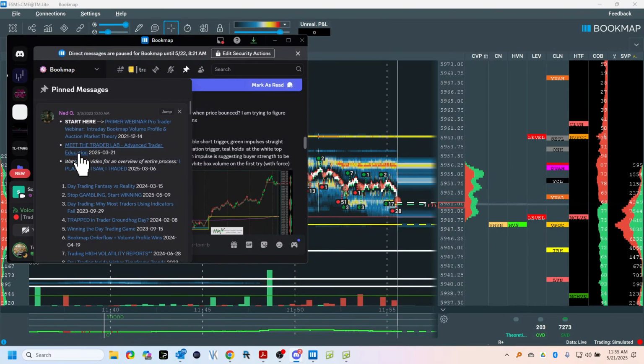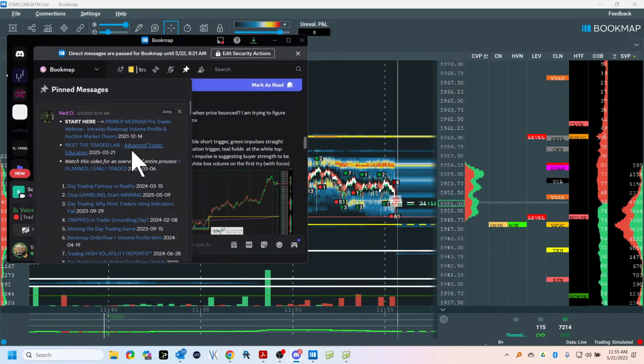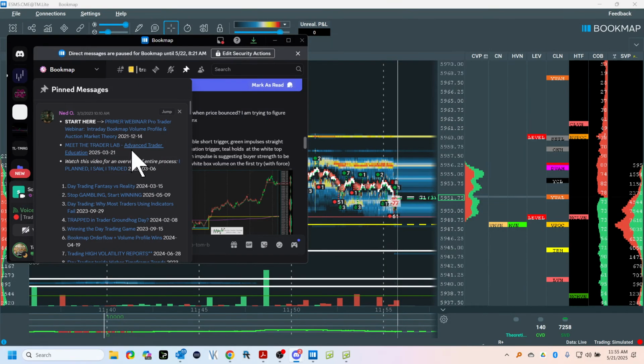So watch this, then meet the Trader Lab. This is an advanced trader methodology. However, the word advanced should not mean complicated. It's actually the opposite. It is removing the debris so you can actually have an objective process.